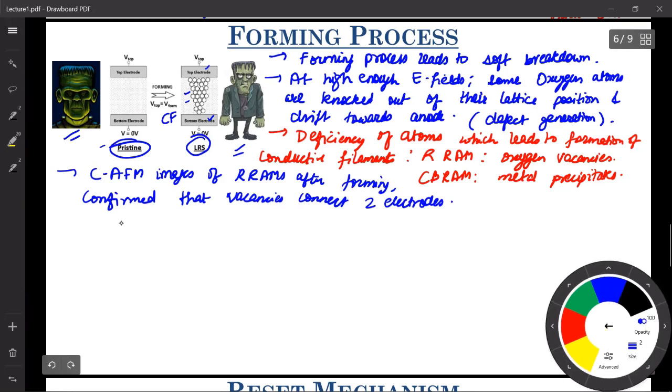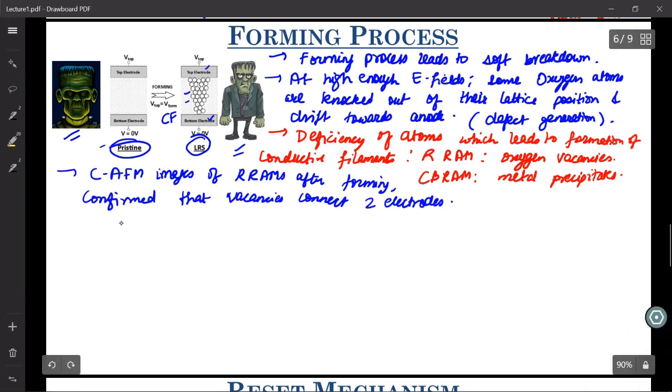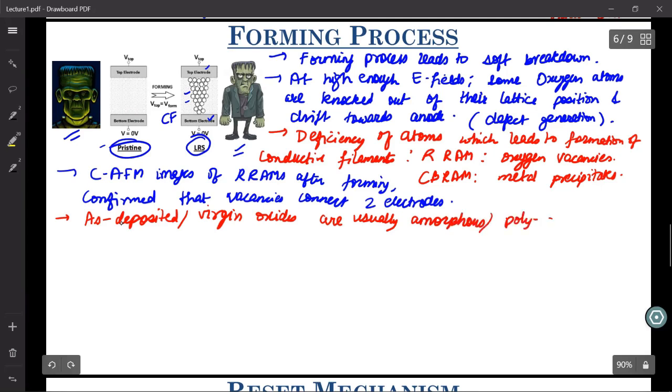And what is so special about this? The thing which is special about this is that all these as-deposited oxides, all these virgin oxides, are not single crystalline, but they are usually amorphous, or they are polycrystalline. And this conductive filament starts forming along those grain boundaries of your polycrystalline material.